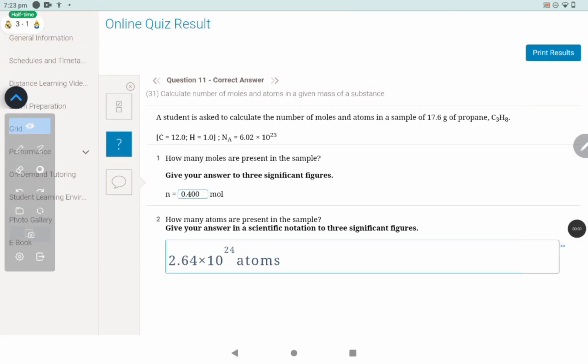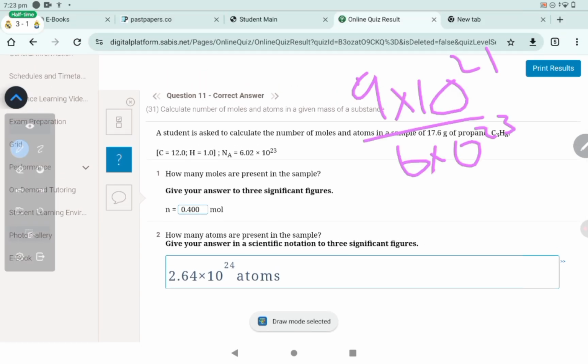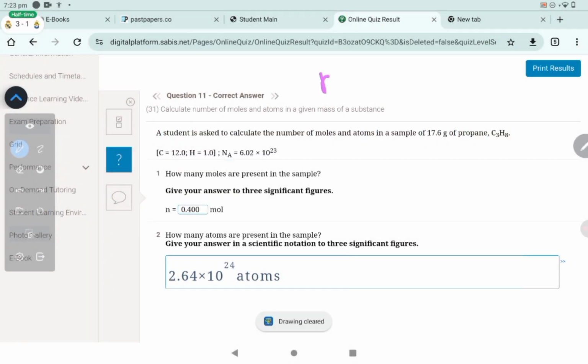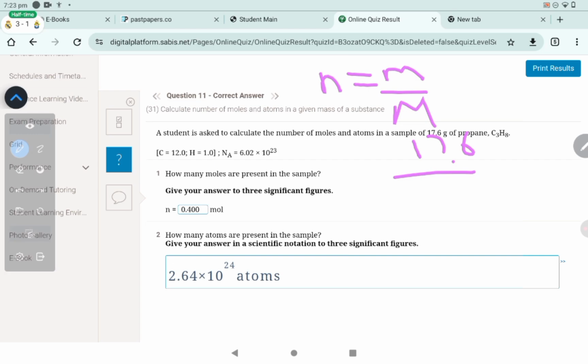Okay guys, for this one, the student is asked to calculate the number of moles and atoms in a sample of 17.6 grams of propene, C3H8. So we have the grams, we have n is equal to m over M. So we have 17.6 over the molar mass. We need to find the molar mass of C3H8. So that's 12 times 3, and H8, 1 times 8, so 36 plus 8, which gives us 44. So when we do that, we get 0.4.